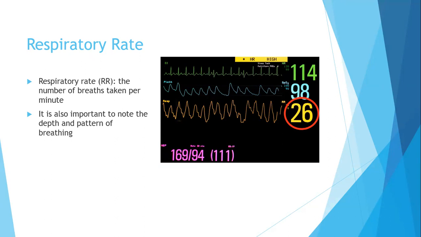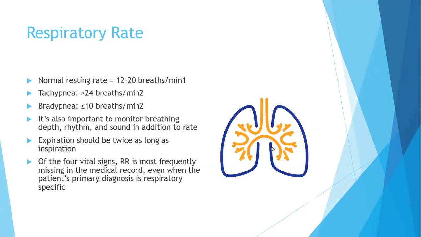On the telemetry monitor, here's our respiratory rate, and you can see that it goes up and down. It doesn't just stay steady like your oxygen saturation does. Normal resting rate is 12 to 20 breaths per minute. Tachypnea, which is fast breathing, is greater than 24 breaths per minute, and bradypnea is less than or equal to 10 breaths per minute. We also want to monitor breathing depth, rhythm, and sound in addition to the rate.